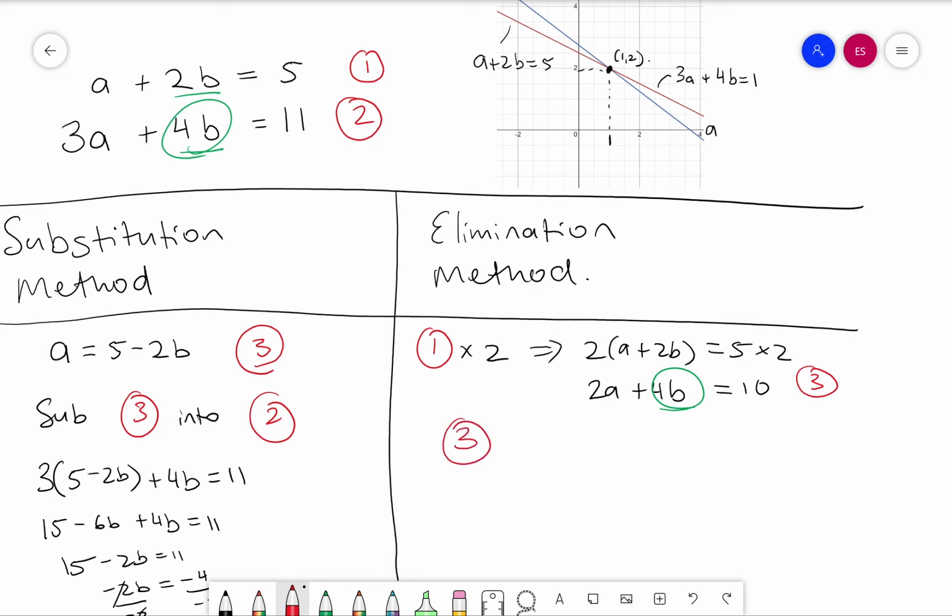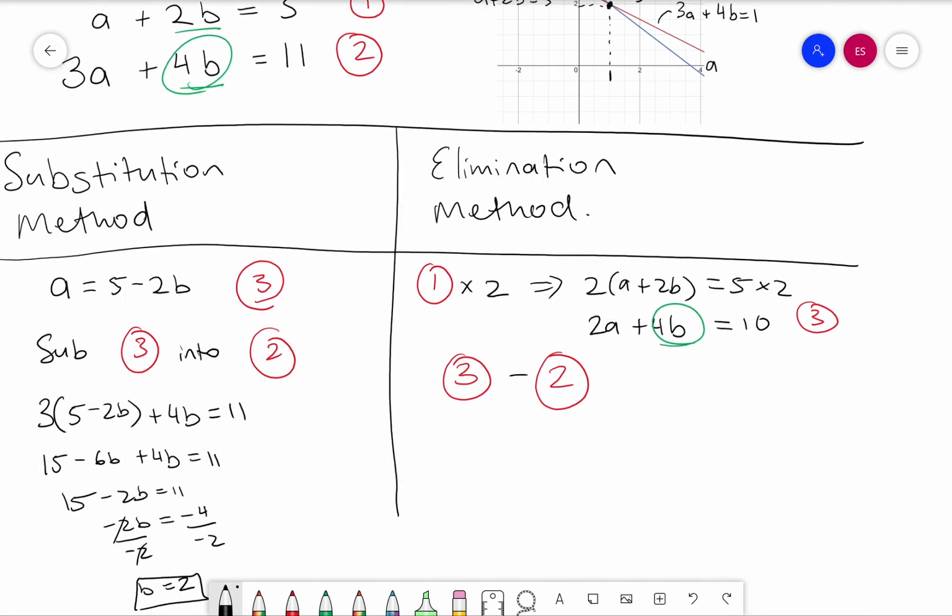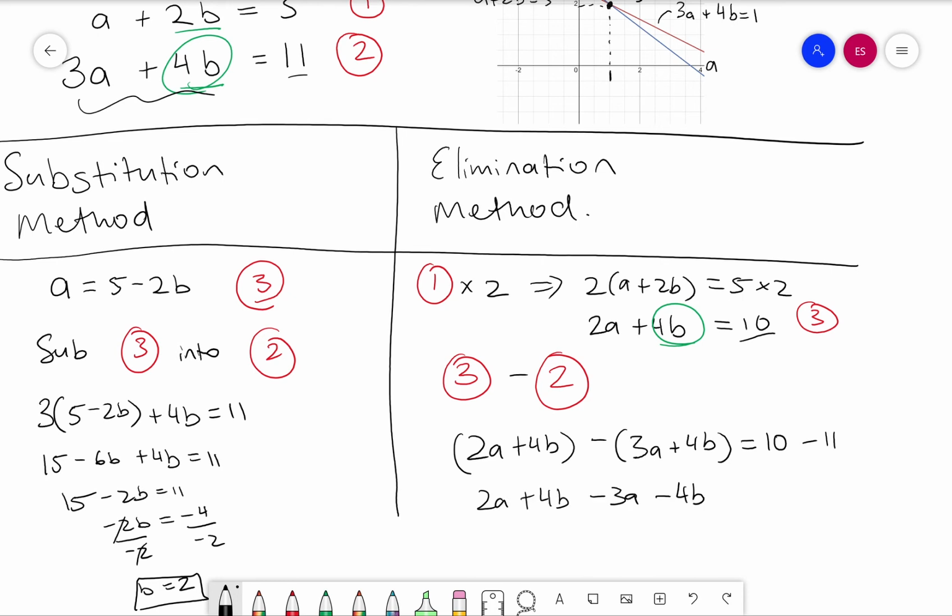So let's do equation 3 minus equation 2. So we'll get 2a plus 4b on the left-hand side minus the left-hand side of equation 2. So this section here, and then it's equal to 10 minus the 11 here. And now we just expand the brackets, and you're going to see that these 4b's are going to cancel out. So we'll go 2a plus 4b minus 3a minus 4b is equal to minus 1. They'll cancel. So you get minus a is equal to minus 1, which means a is equal to 1.